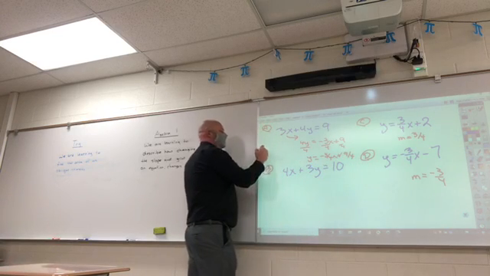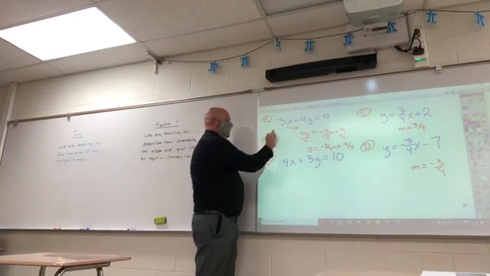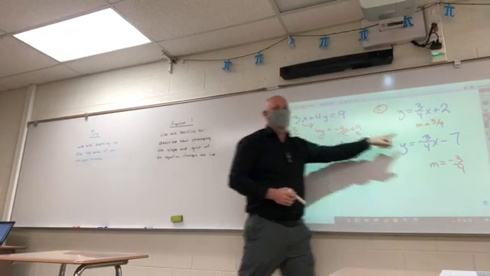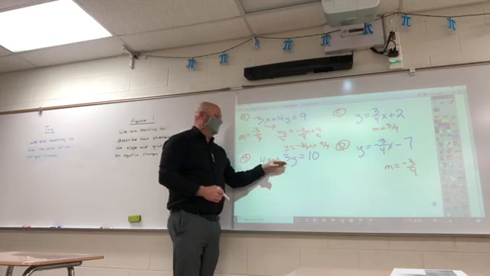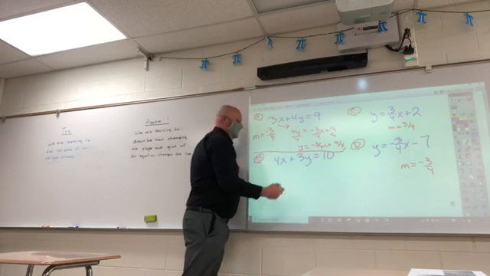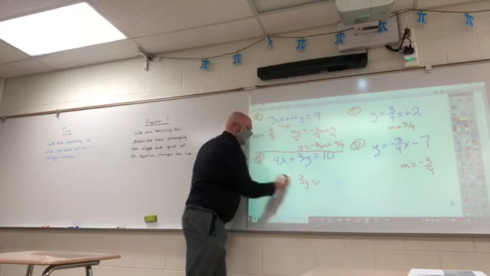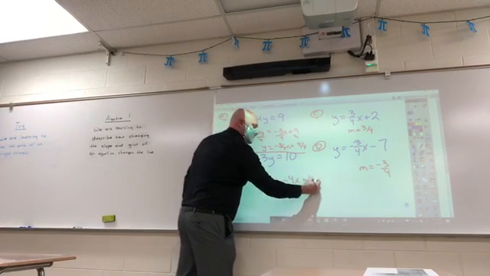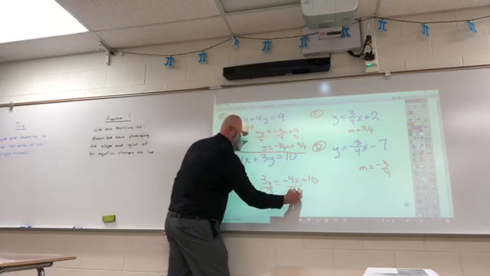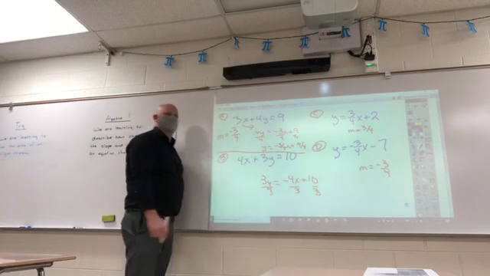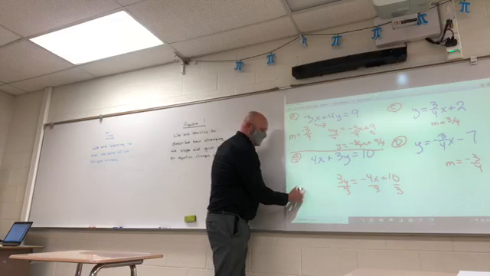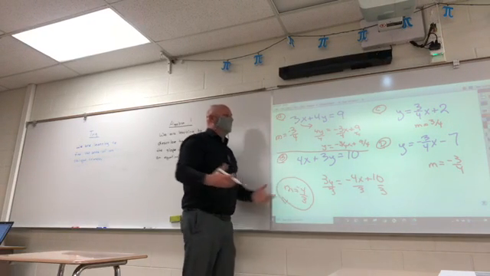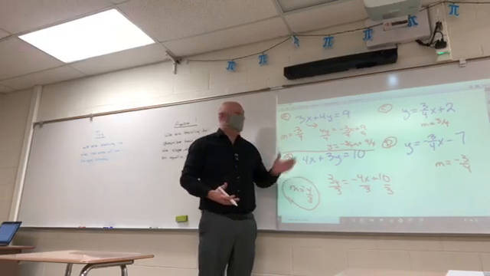What's the slope of this line? Negative 3/4. Do I have some parallel lines already? Yeah, these are parallel, aren't they? And then I should check this one as well. 3y equals, I'd move the 4x to the other side, negative 4x plus 10, divide by 3. And what's my slope? Negative 4/3.